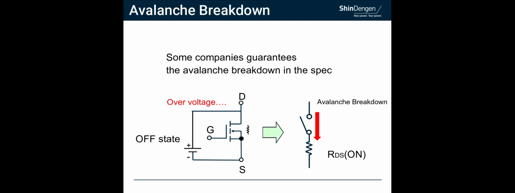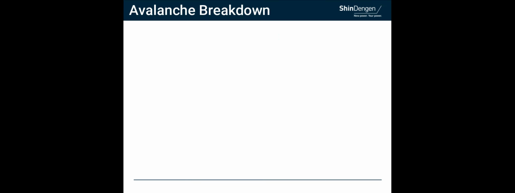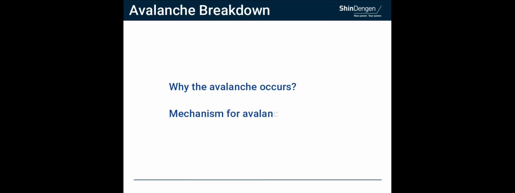energy. In a circuit in which a MOSFET is connected to a device with a large inductance component, such as a solenoid or transformer, the energy stored in the inductance at the moment of turning off charges the drain-source of the MOSFET, so avalanche breakdown easily occurs. This illustration explains the mechanism of avalanche breakdown that occurs when the L load, or inductive load, is turned off.